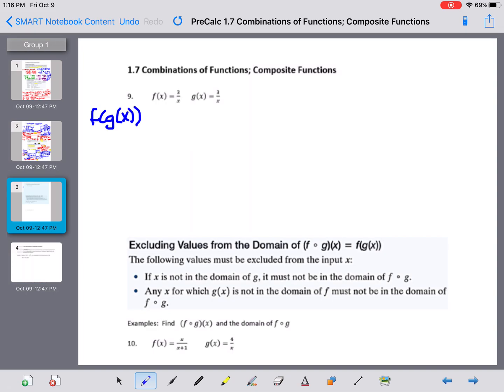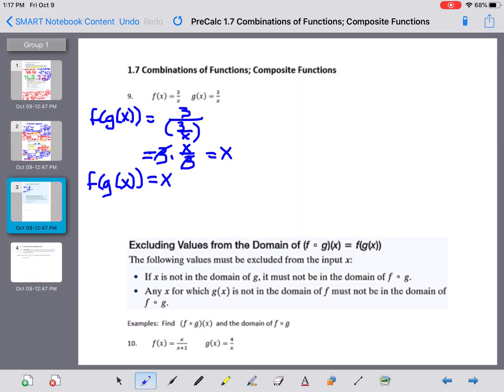Okay, so I'm going to take my g of x and plug it in for f of x. So in for my x in f of x, I'm plugging in my g of x. Okay. Back from chapter P, that means I keep, change, flip. Which looks like my 3's are going to cancel and I'm left with x. Okay, so my f of g of x is x.